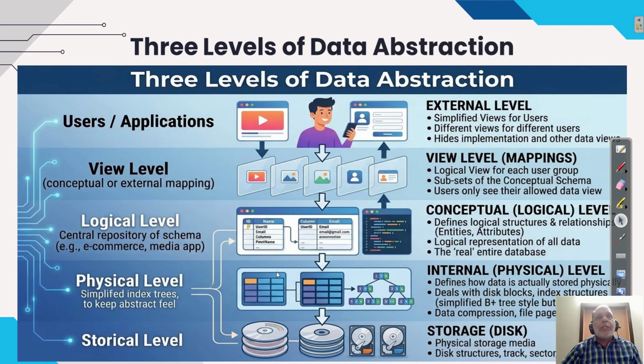Okay, there are 3 levels of data abstraction. Here is the user or application. It hides the implementation details and provides the data views only. View level data abstraction is the topmost level. The user only sees the allowed data view. We will see the examples on the next page. Whatever the user wants or needs to know, they will see that view.